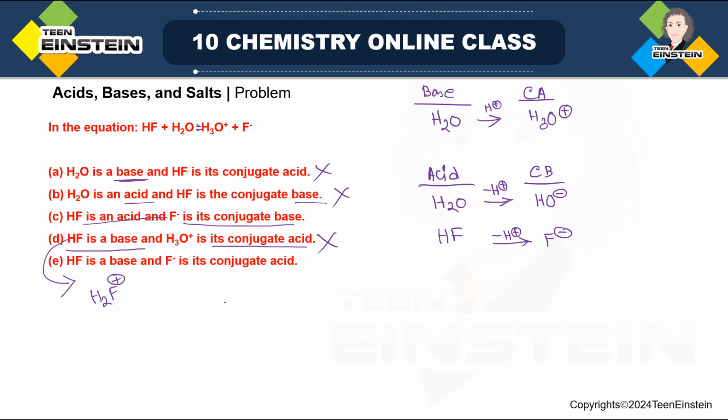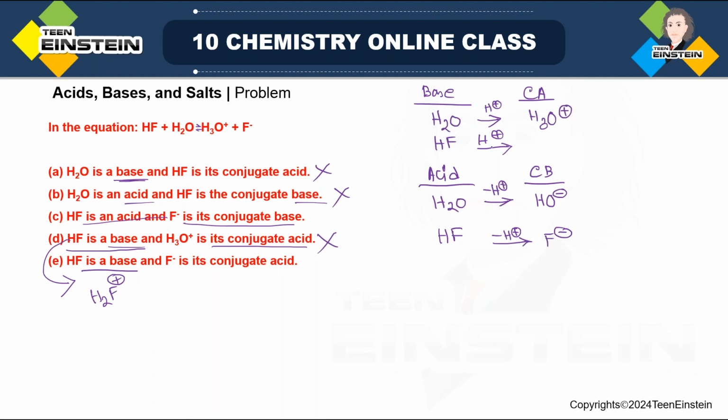Then the last option is saying that if HF is base, F minus is its conjugate acid. Fine. So I am writing HF as base. Now, if it is base, it should capture a proton. That is the same concept as in the previous option. It should be converted to H2F plus. It cannot be F minus.